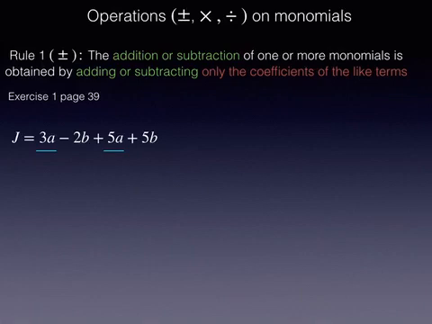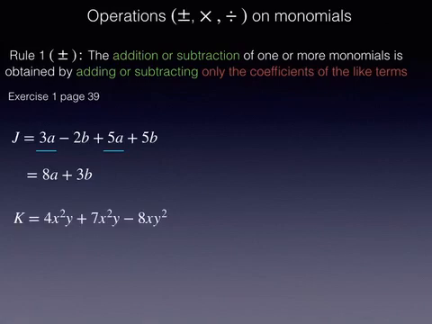So now we add the coefficients of 3a and 5a. So plus 3 plus 5 is plus 8a, and minus 2b plus 5b, minus 2 plus 5 is plus 3, so we have plus 3b.